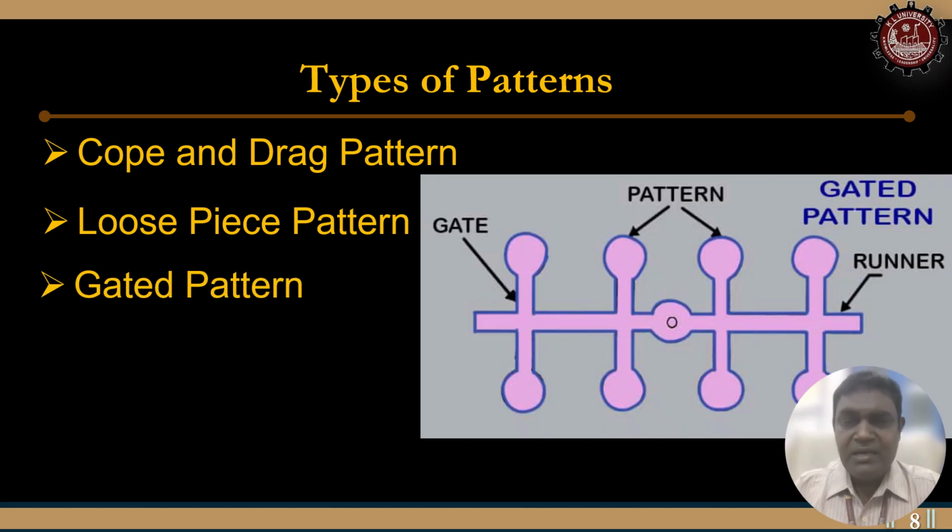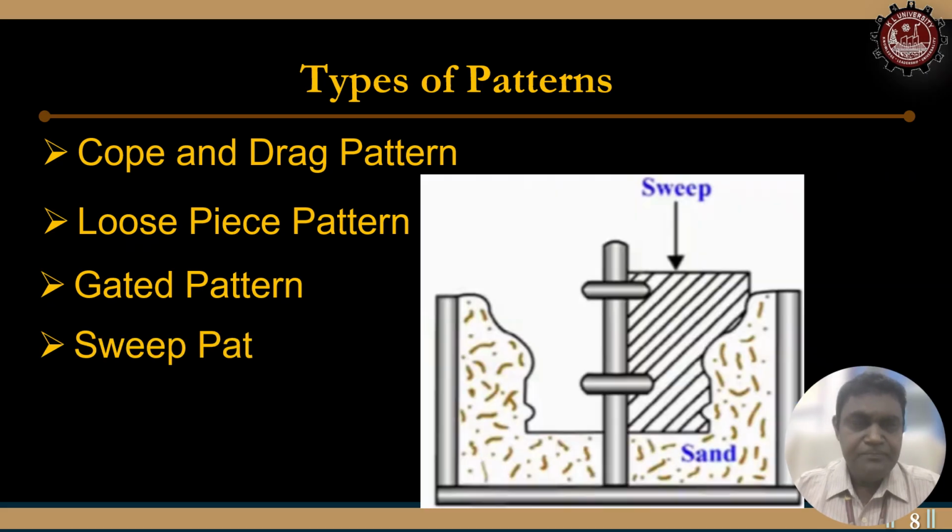Next, gated pattern. Now you can see that several gates are provided in the pattern. At that time, a number of castings can be produced by providing suitable gates. You pour the molten metal at one basin, then it enters through the runner to each gate, and all cavities are filled. Then the molten metal rises in the riser, so that a number of components can be made at a time with the help of this gated pattern.